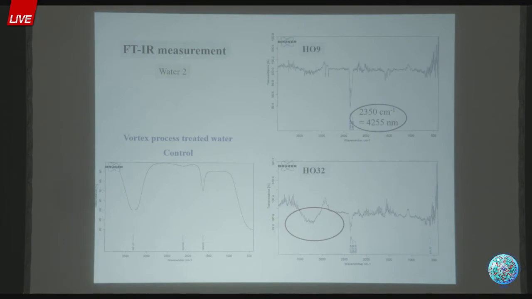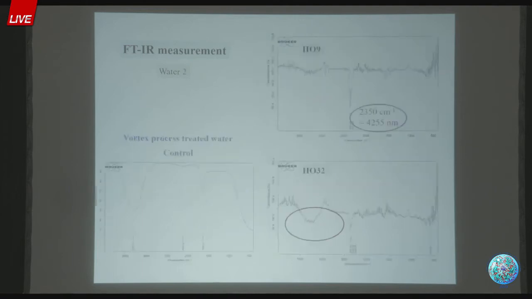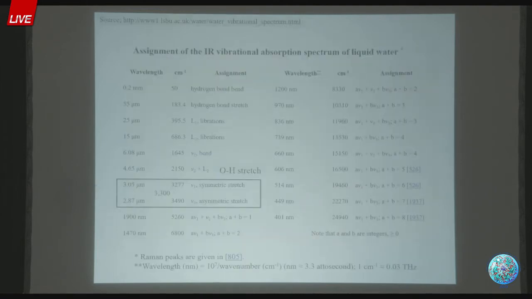And for the FTIR measurement of water two, which was prepared by the vortex process, we observed a very sharp peak in here. For HO9 it is very weak, but for HO32 the peak is very clear, as was observed in the same range. And in the range around 3,300, this is the OH stretch vibration, so we estimate that the vibration of the OH causes the absorption in that range.